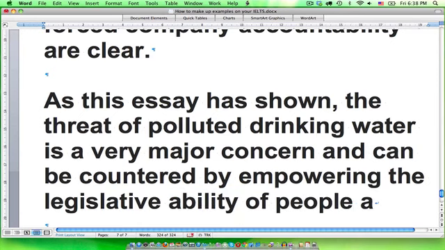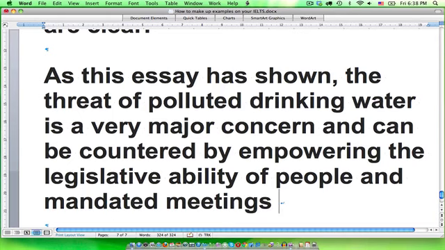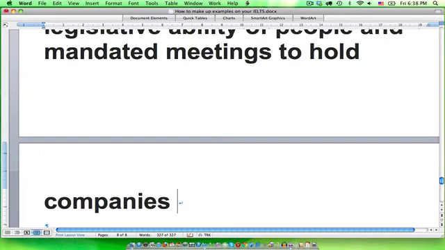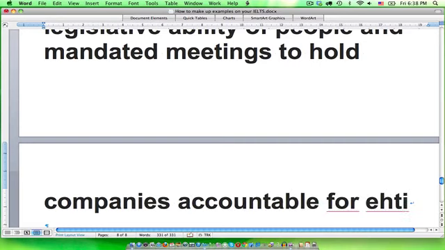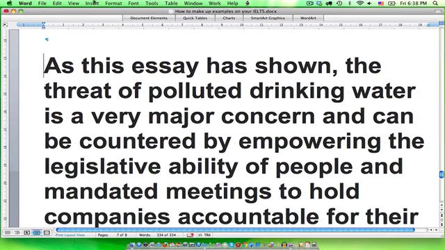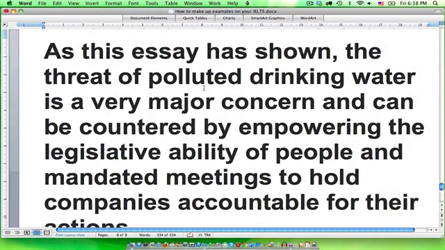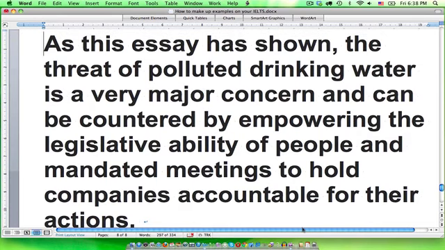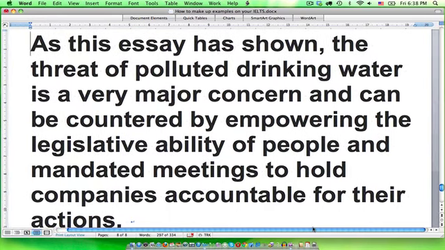and mandated meetings to hold companies accountable for their actions. Okay. And let me just get this onto a new page so it's nice and clear. Okay. So as this essay has shown, the threat of polluted drinking water is a very major concern and can be countered by empowering the legislative ability of people, and mandating meetings.